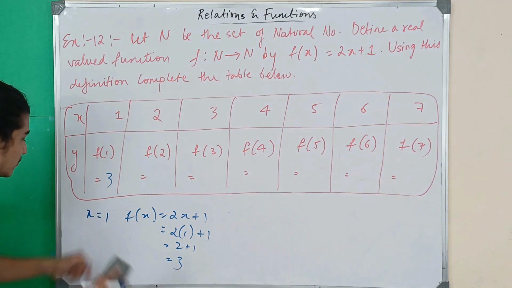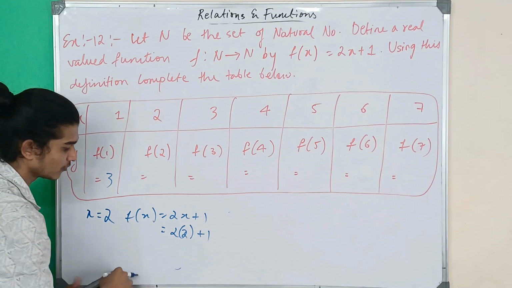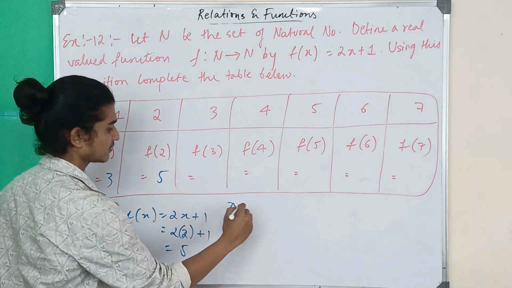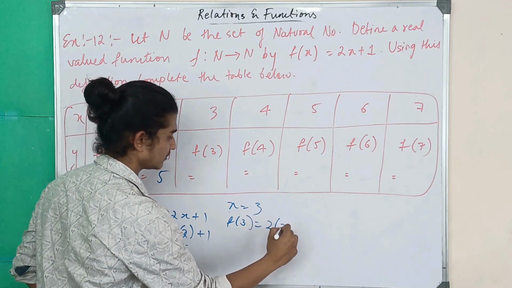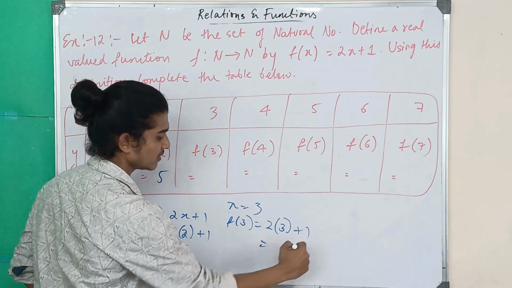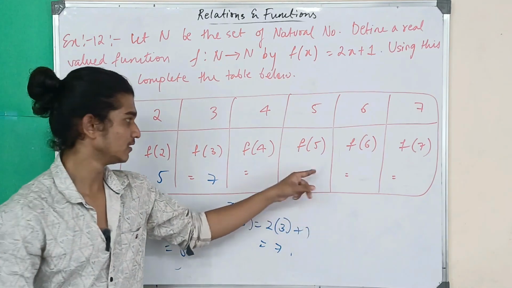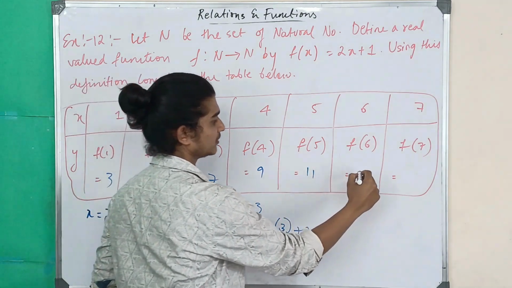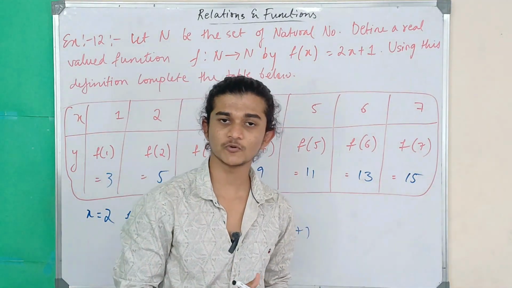The next one is x equal to 2. So 2 2s are 4, 4 plus 1, 5. So this is 5. Then x equal to 3: f of 3 equals 2 into 3 plus 1, so 6 plus 1, 7. In the exact same way, try to solve the rest of the problems. The answer for this is going to be 9, this is going to be 11, this is going to be 13, and the answer for the last one is going to be 15. So this was all about the example.